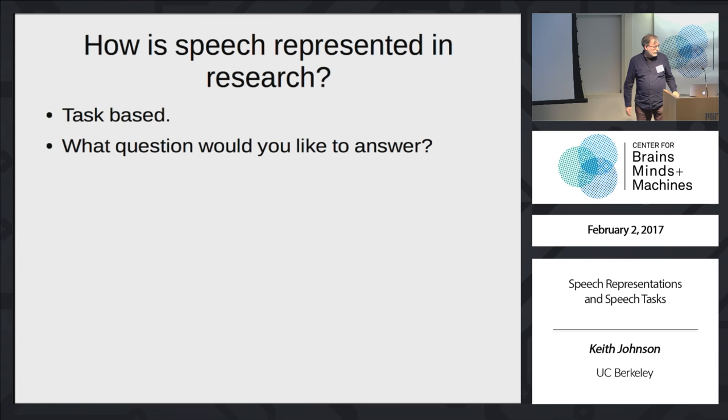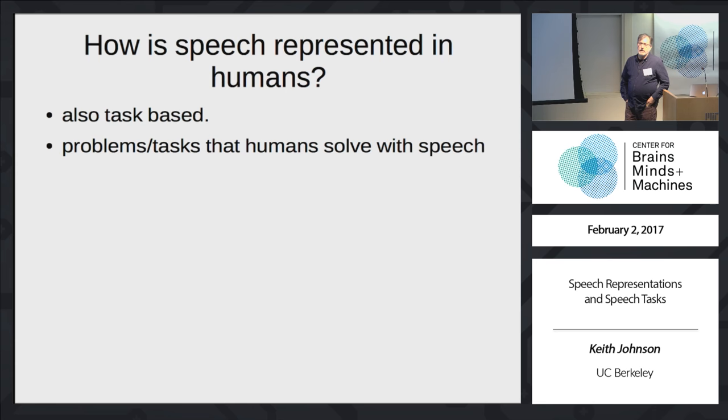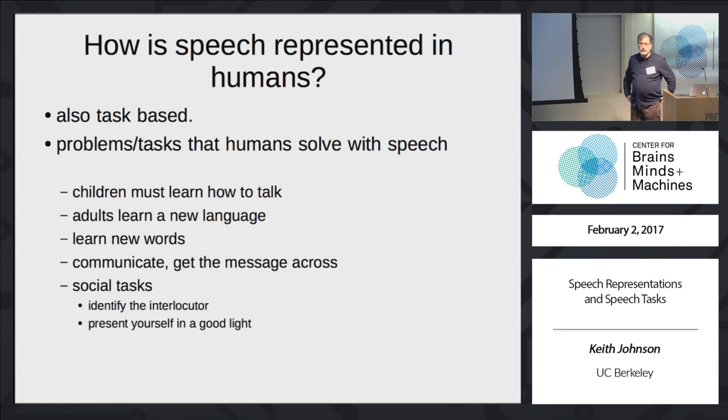So the question is whether the representation of speech for humans is also task-based, and that the representation that comes into play for language users depends on what sort of problem or task the user is addressing in their interaction with speech. As you use speech to accomplish something or to work with speech somehow, you may have a different kind of representation. So, for example, kinds of tasks that humans could have for language.